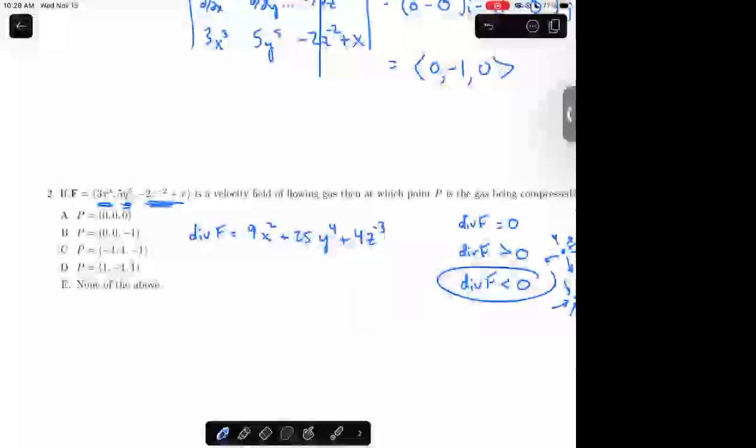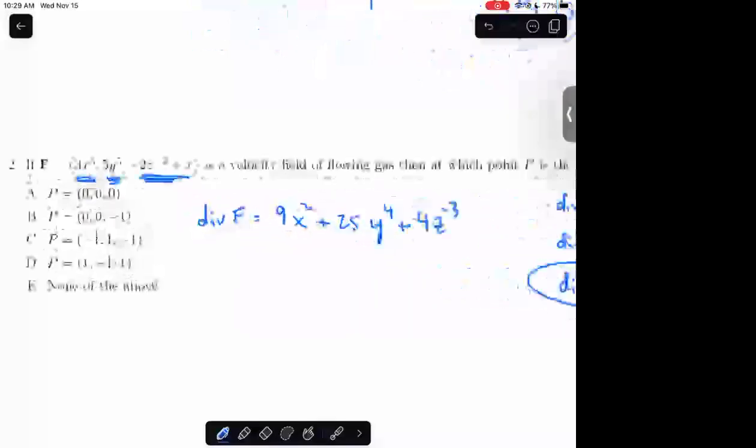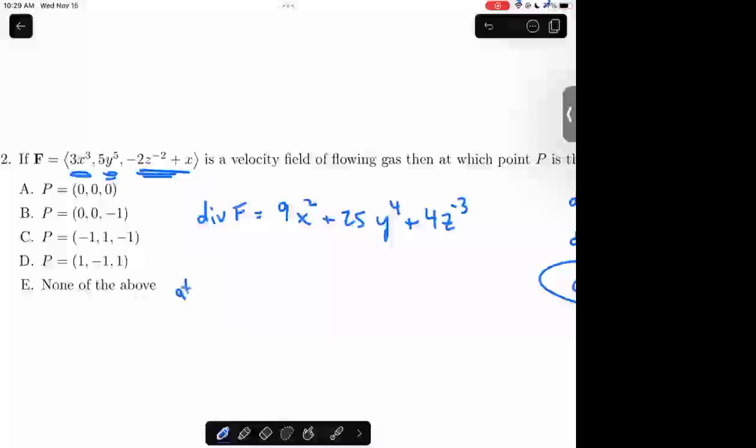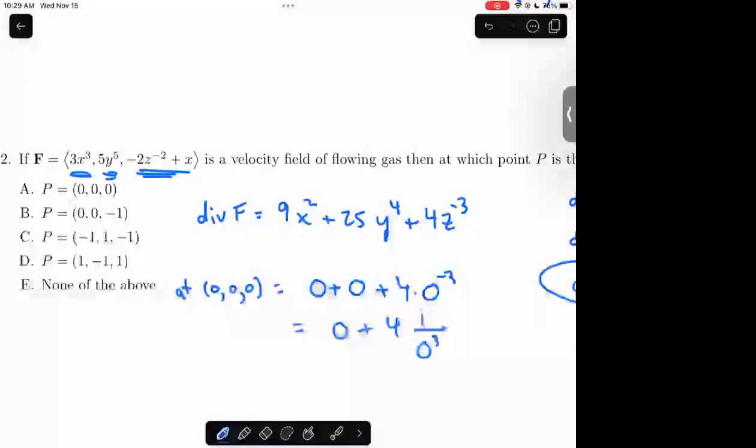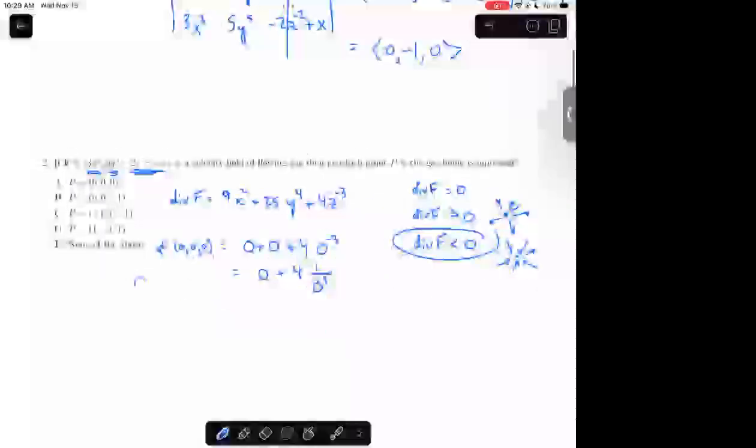We're hoping that for one of these points, when I plug it in, we'll end up getting a negative divergence. Maybe the first thing, if I plug in 0, 0, 0, we're going to get 0 plus 0 plus 4 times 0 to the negative third. If you try to plug that into your calculator, technically what's going on is division by 0 to the third power. So you're dividing by 0. I don't know what this is, but it's not positive, it's not negative, it's undefined. And so, nope, this isn't it.